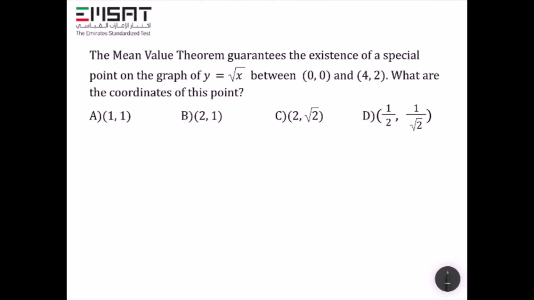The mean value theorem guarantees the existence of a special point on the graph of y equals the square root of x between x1 is 0 and y1 is 0, and the second point, x2 is 4 and y2 is 2. What are the coordinates of this point?